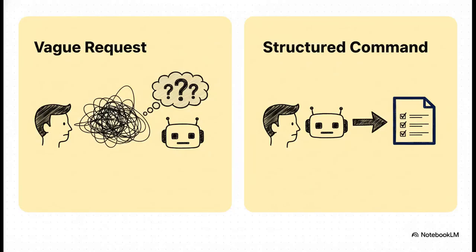And this right here really gets to the heart of the issue. See, the problem usually isn't a faulty AI. It's just a breakdown in communication. A vague request? You're going to get a useless answer. But a structured command? Well, that gets you a precise, high-value result. The key is to shift our whole mindset from just asking questions to actually giving clear, direct orders.